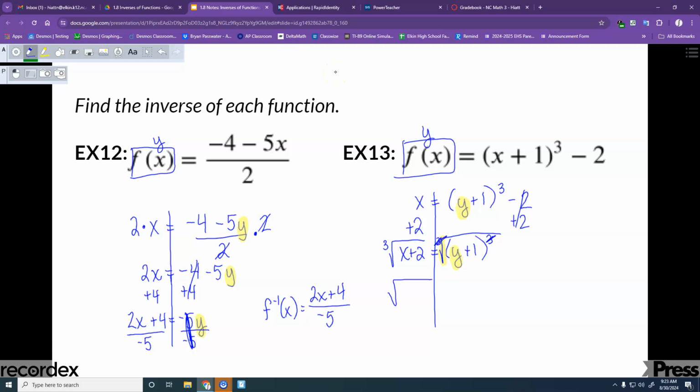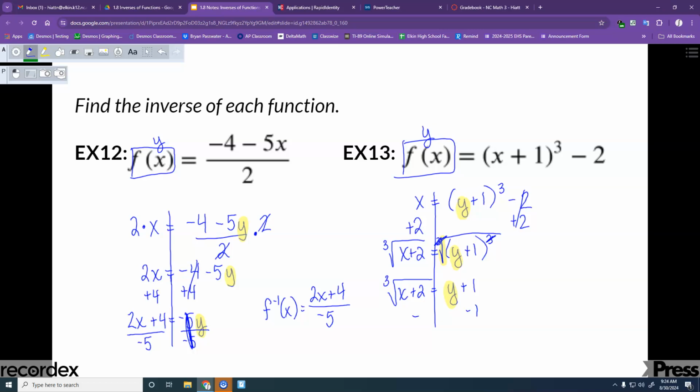So now we're just going to have to write it this way. Cube root of x plus 2 equals y plus 1. Okay, we're almost there. Okay? Angel, what's the last thing I've got to get rid of? The 1. How do I do it?